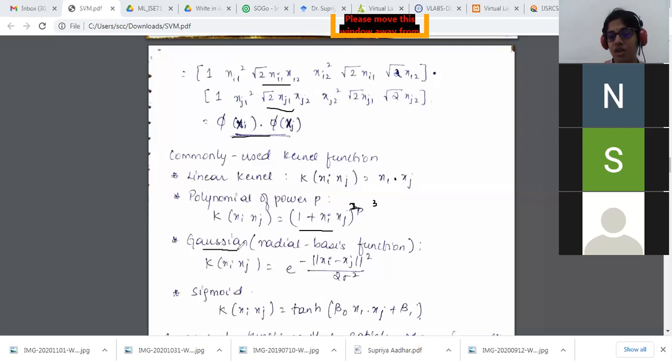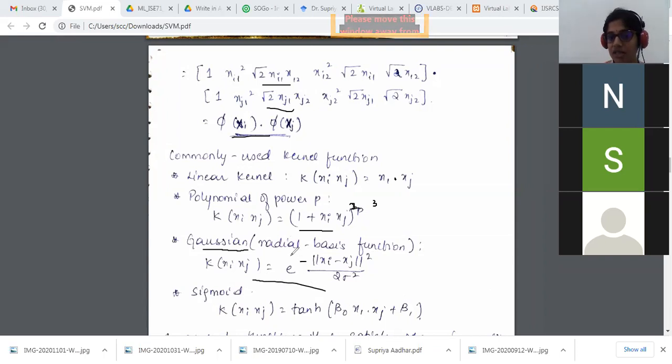This is very important, the Gaussian, which is the radial basis function. This RBF, if you remember the Gaussian curve, the bell curve, we were discussing, we wrote an equation: 1 divided by the square root of 2 pi sigma square, times e to the power of minus xi minus mu the whole square divided by 2 sigma square. Here it is similar: e to the power of minus the modulus of xi minus xj the whole square divided by 2 sigma square.